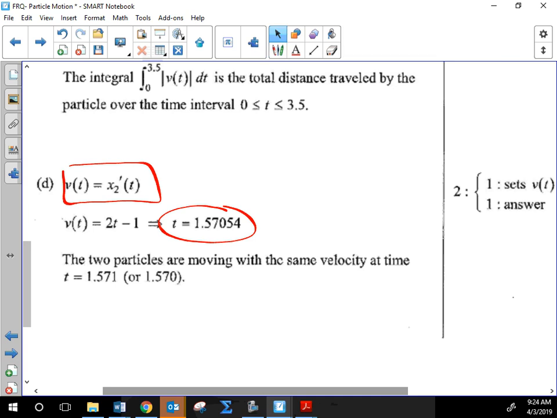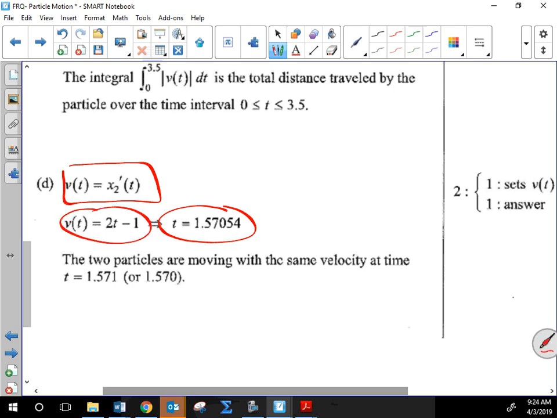Questions? Yes. If you didn't do v of t equals x like that, if you just wrote 2t minus 1 equals the velocity equation? That would be fine. So if you had this instead, that would be okay. Other questions?